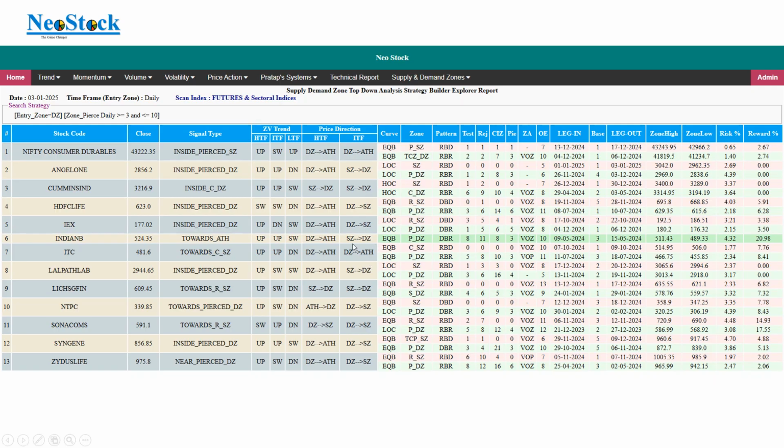Demand zones. See here you have PAE, the pierced column is there. 3 times pierced, 4 times this zone, 6 times, 5 times, 3 times, 3 times, 4 times, 3, 3, 4, 3, 6 times. All these stocks. So majority of the stocks I selected are from this list. Let us look into more examples from the list we got.